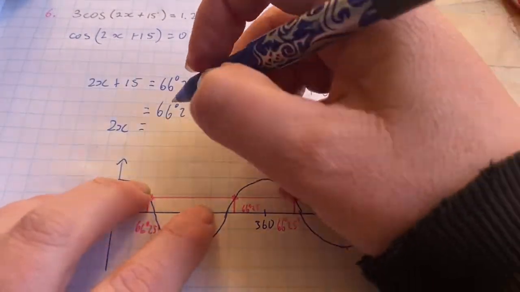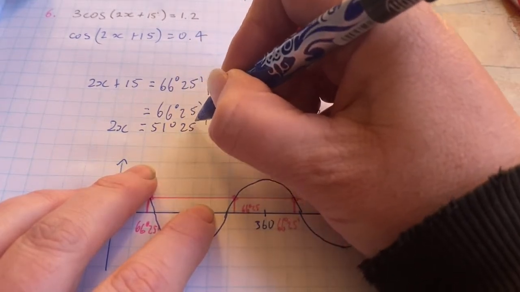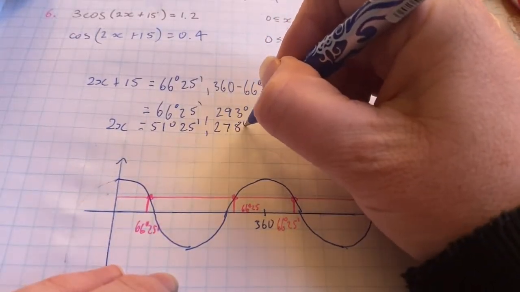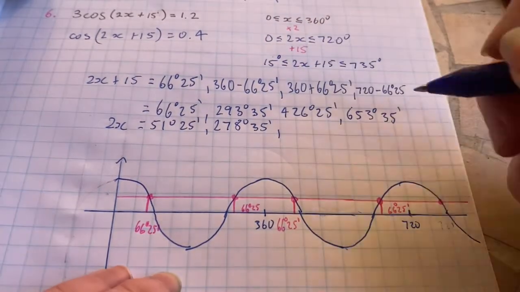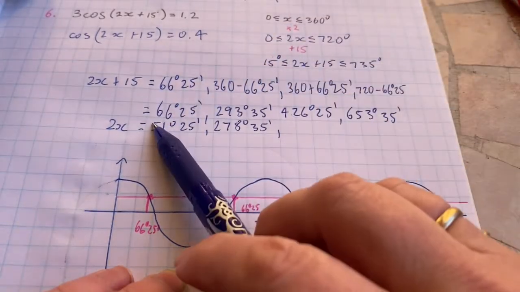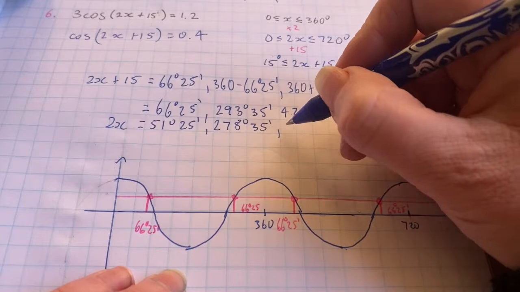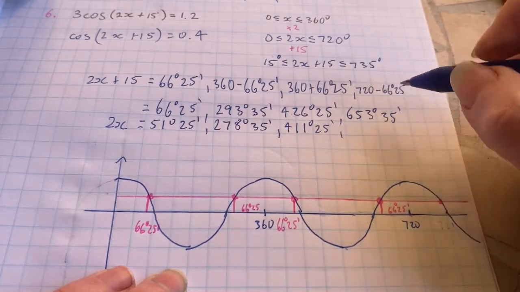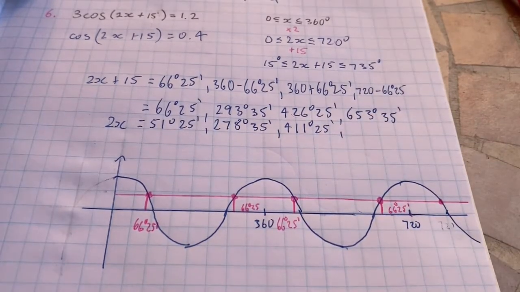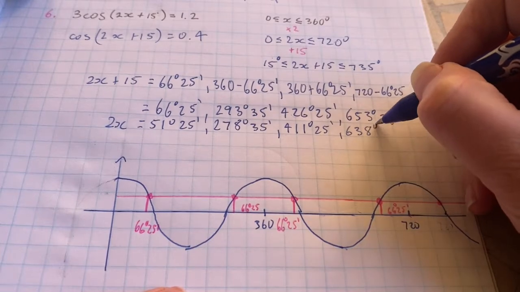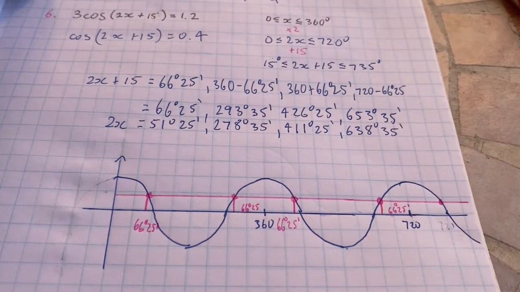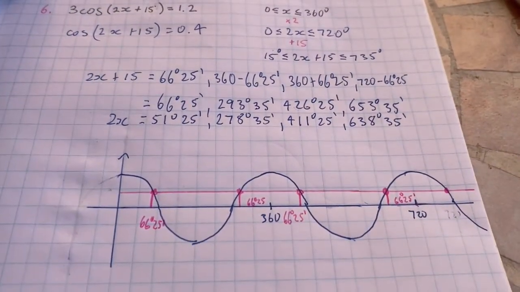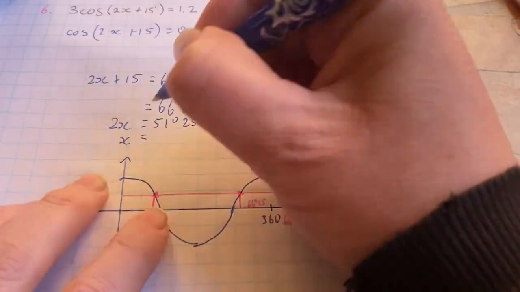So the first one becomes 51 degrees, 25 minutes. The second one is 278 degrees, 35 minutes. Now we're going to see this pattern come in again, where that was 51, we've got a 26. That's quite an easy subtraction. Minus the 15. And then minus the 15 of this one, it's similar to that one. 638 degrees, 35 minutes. And now to get back into our 0 to 360 domain, I just need to halve all of those. So I'm going to get out my calculator for that.